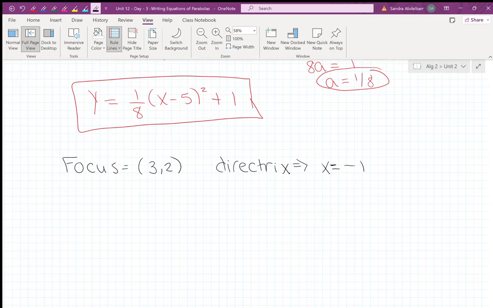The focus isn't the vertex. Is the directrix always under the vertex? Yeah, it's never inside the parabola. It's never inside the parabola. Don't spoil it.